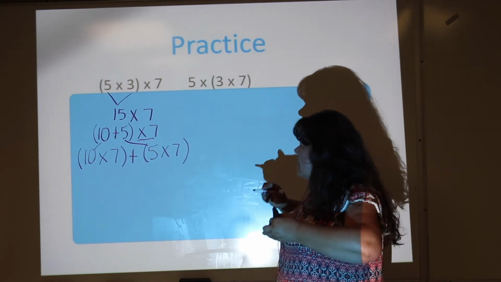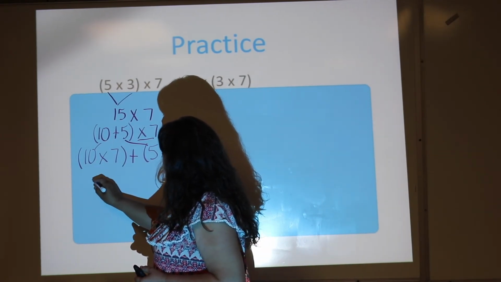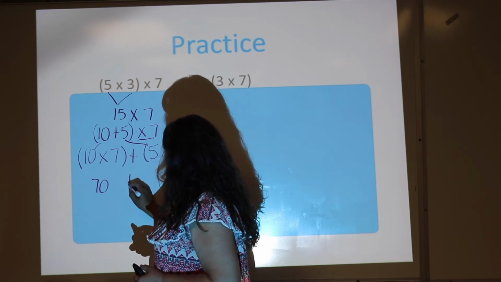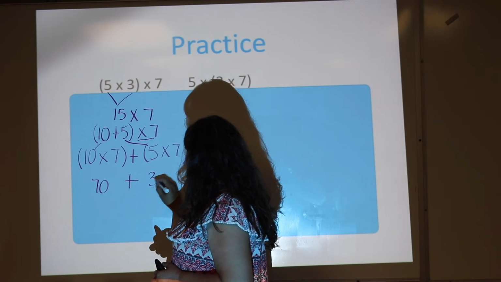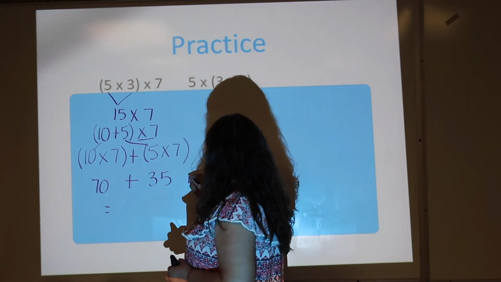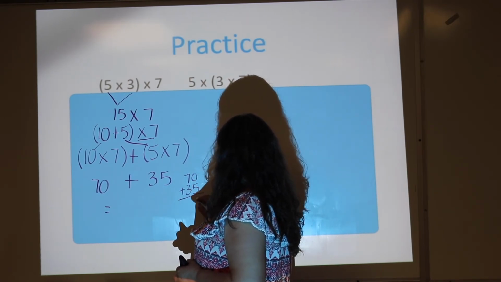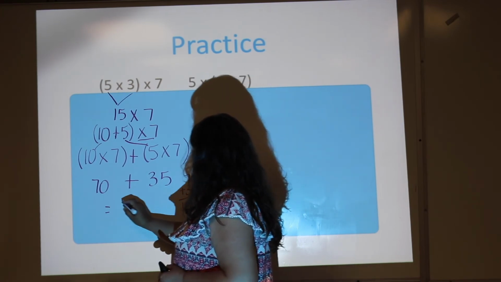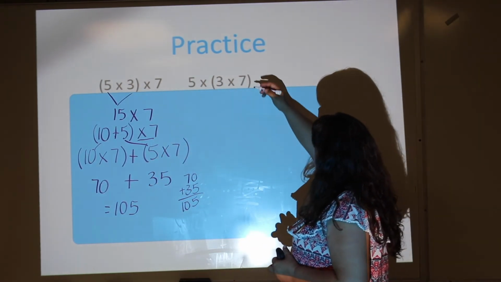Okay, do I have my answer? No, I have to now multiply out. 10 times 7 equals 70. 5 times 7 equals 35. And when I add those 2 up together, I get 105.